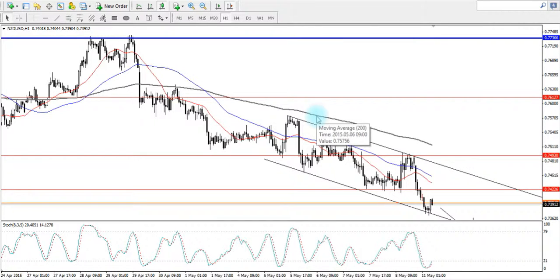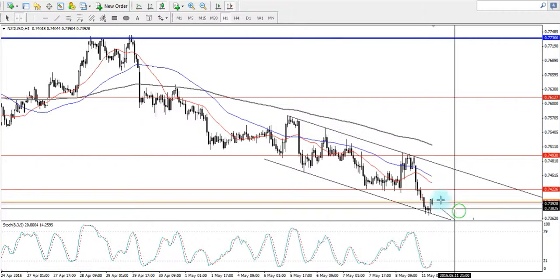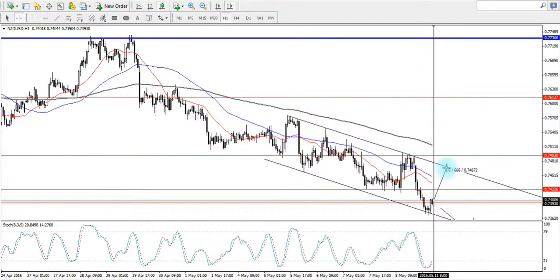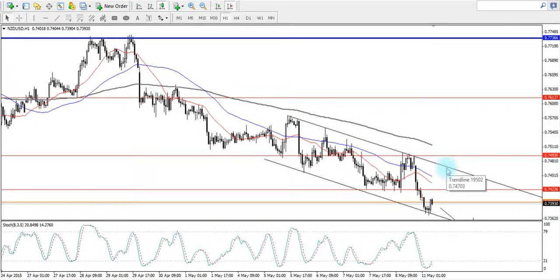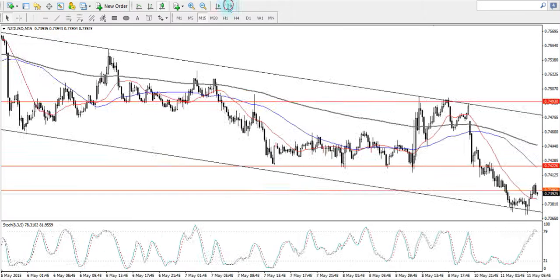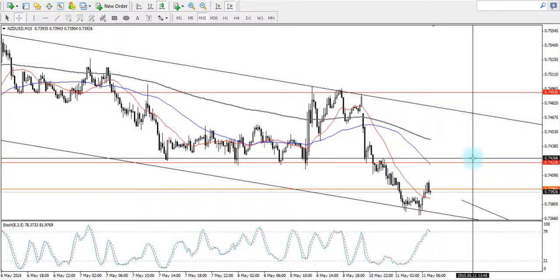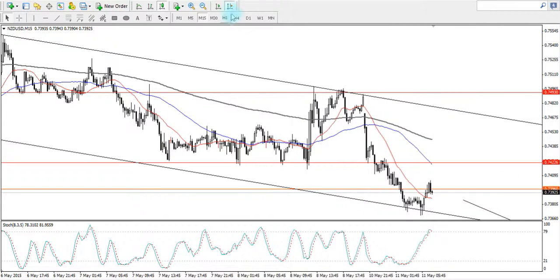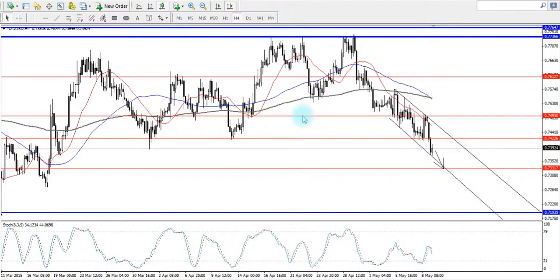With stochastic at oversold, we do see a reversal candle with confirmation. So this could be a good chance to go for a long opportunity to the top of the falling trend channel that's formed in the 1-hourly charts. So that could be an intraday long for today. If not, we'll just have to wait for price to retrace all the way to the top again to go for the shorts if you want to go along with the trend. So that's for the New Zealand dollar against the US dollar.